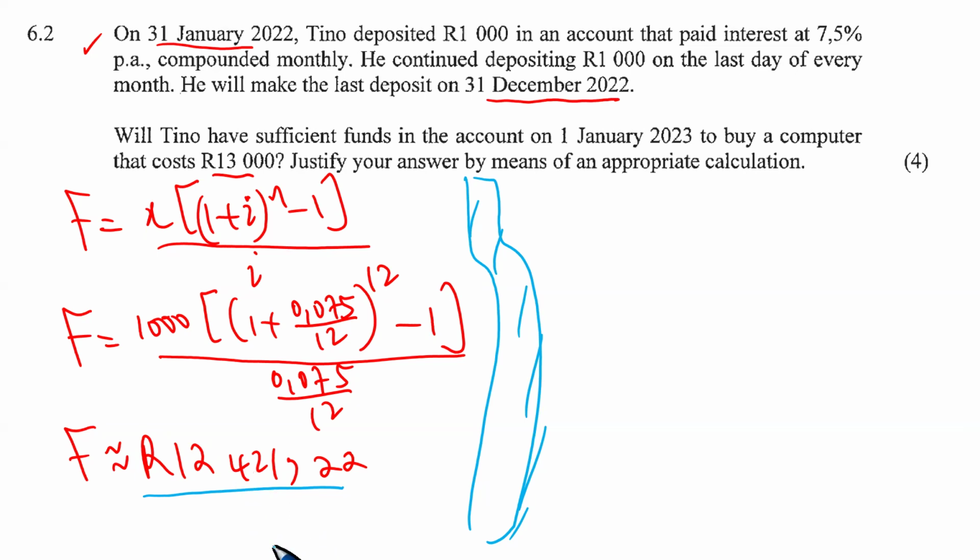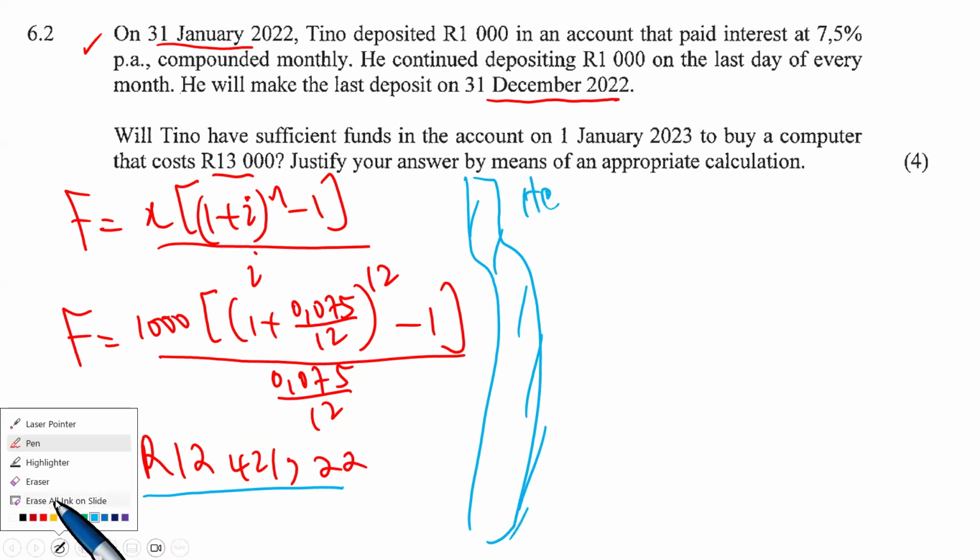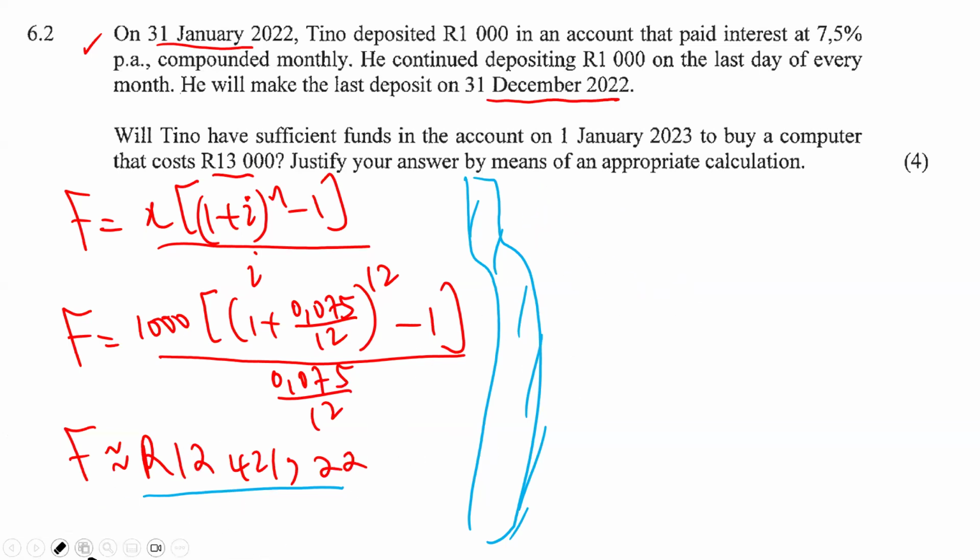But look, there is a story that is very important. He wants to have 13,000, but by paying that 1,000 every month, he's just going to have 12,000 and some interest in the 12 months. So he's not going to have the 13,000. Remember, the question is, will Tino have sufficient funds in the account on 1 January 2023 to buy a computer that costs 13,000 rand? So obviously not. So we know that he won't. He will not have enough money. It means that he won't.